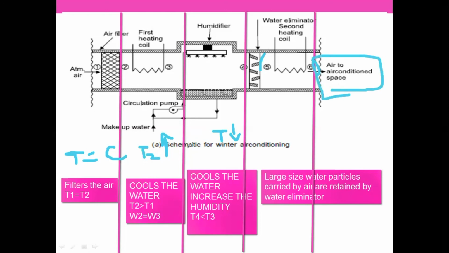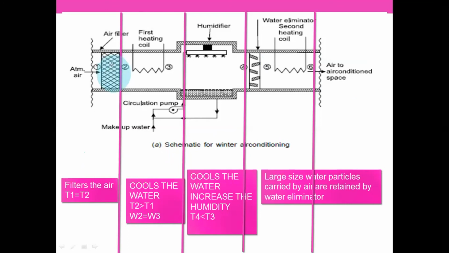So this is the winter air conditioning system. When we analyze these things, some parts are common with the summer air conditioning system. Now I will highlight the parts. First thing is the filter, the same as the summer air conditioning system. The next one is the humidifier, and then the water eliminator, and that's it.